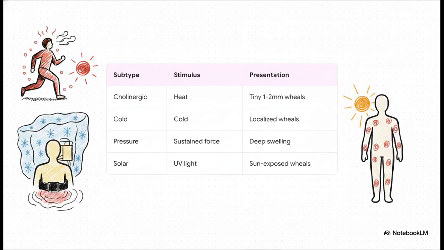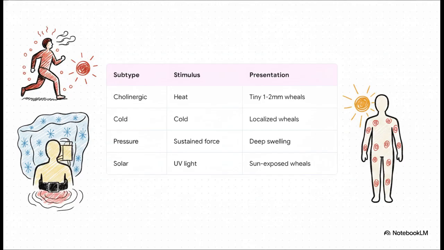And dermatographism isn't the only physical trigger out there. Let's walk through some of these other fascinating clinical vignettes. Imagine you go for a run, or you step into a really hot shower, raising your core body temperature. Well, for someone with cholinergic urticaria, this triggers intensely itchy, tiny 1 to 2 millimeter wheals surrounded by massive red flares.